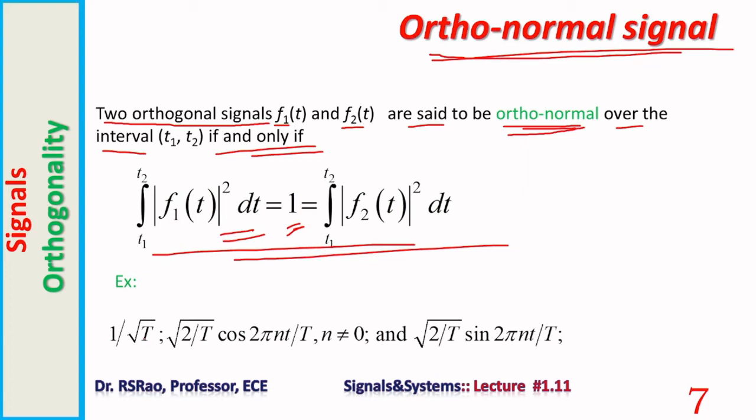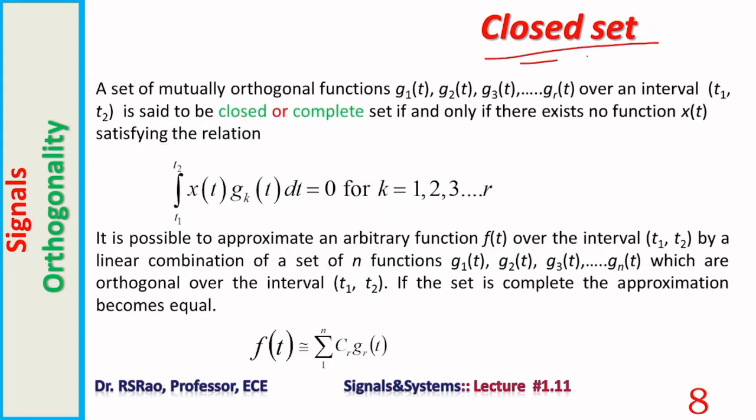Examples are 1 by root T, square root of 2 by T, cos 2 pi nt by T, n not equal to 0, and square root of 2 by T, sine 2 pi nt by T. These are examples of orthonormal signals.